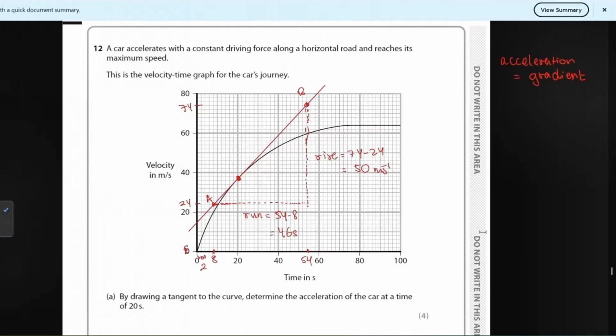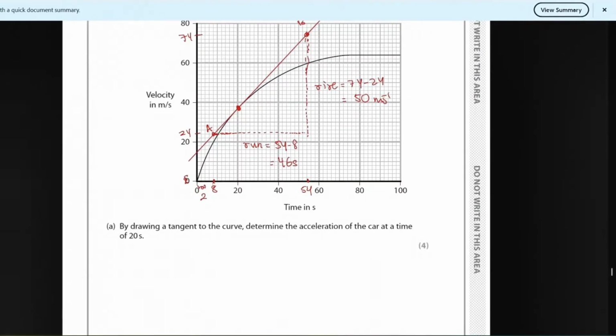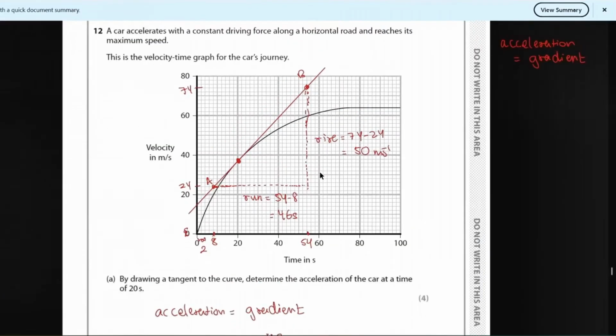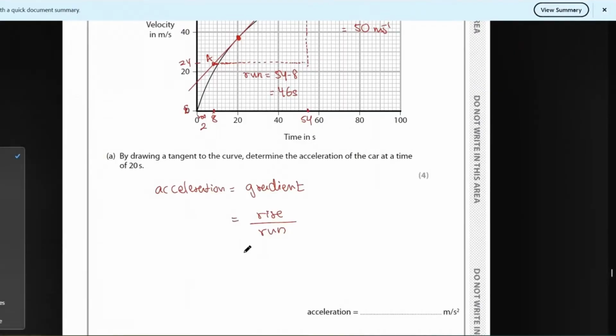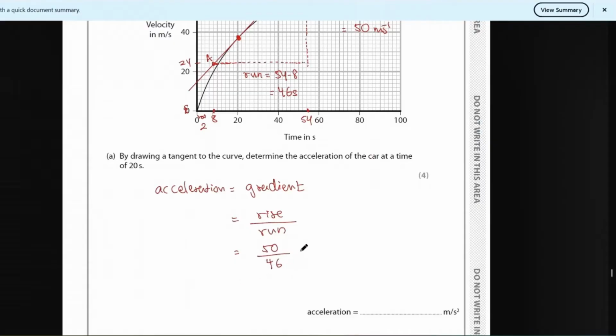So what's the gradient? We can say acceleration equals rise by run. We need to make sure we show all of this on the graph. We show this triangle on the graph to calculate the gradient. So what is rise? We found the rise to be 50. The run is 46. And this gives us 1.086 meters per second squared.